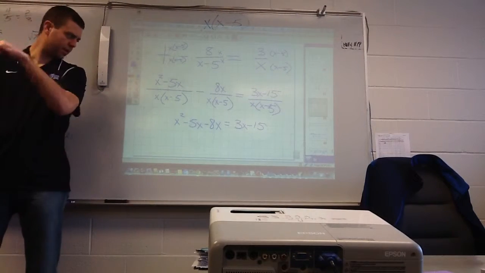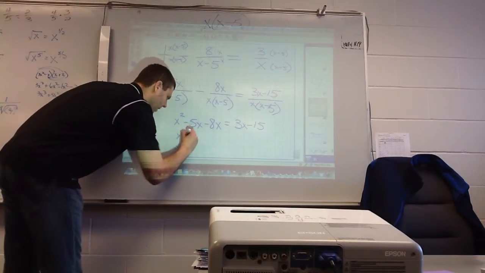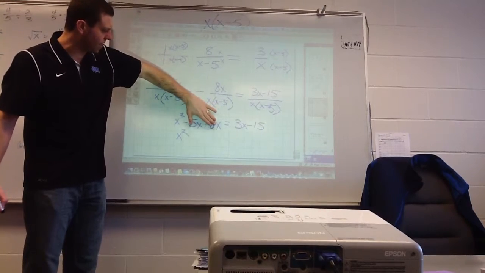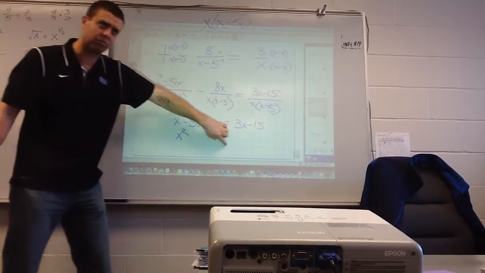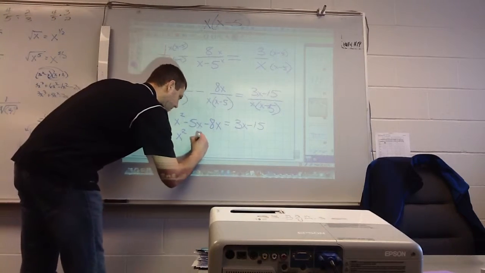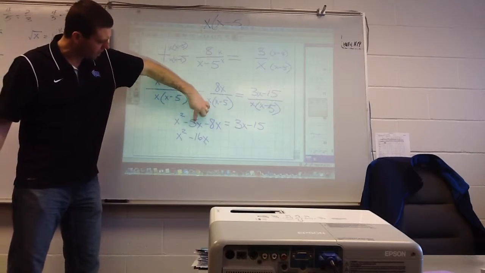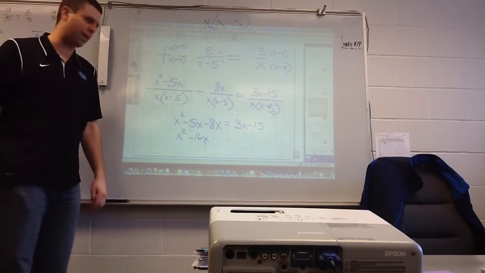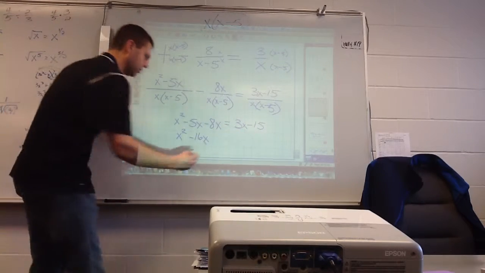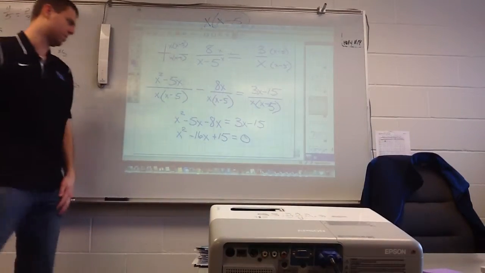Left. Yep. Let's get it over here. So x squared, and then minus 5x minus 8x, that'd be minus 13x, but then I'm going to subtract 3x from both sides, so that's going to give me minus 16x. Because I already had negative 13x, I'd be subtracting 3 more from that, so negative 16x, and then I'd have to add 15 to both sides. So plus 15 equals 0.